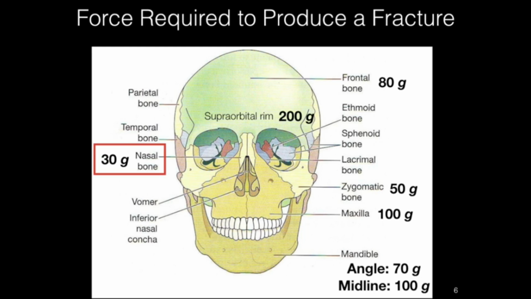These forces are relatively small compared to those required for other fractures of the facial skeleton. The next most vulnerable is the zygomatic bone, but it requires over 1.5 times the force to break, and it is not in as prominent a position. And superiorly, the supraorbital rim is one of the strongest buttresses on the face, requiring 200 Gs to fracture.